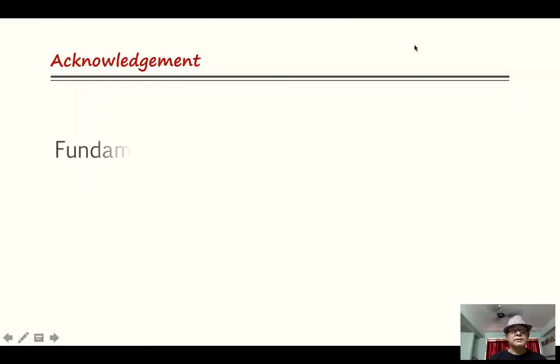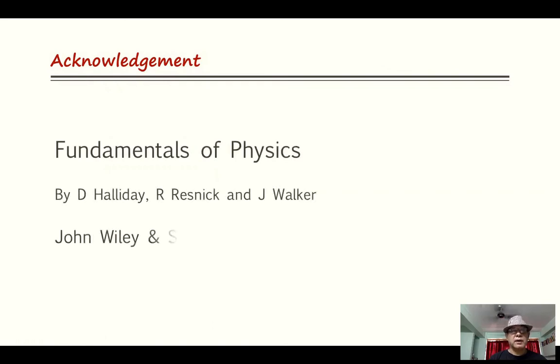I acknowledge the book Fundamentals of Physics, authored by Halliday, Resnick, and Walker, and published by John Wiley and Sons, Inc., for inspiration.